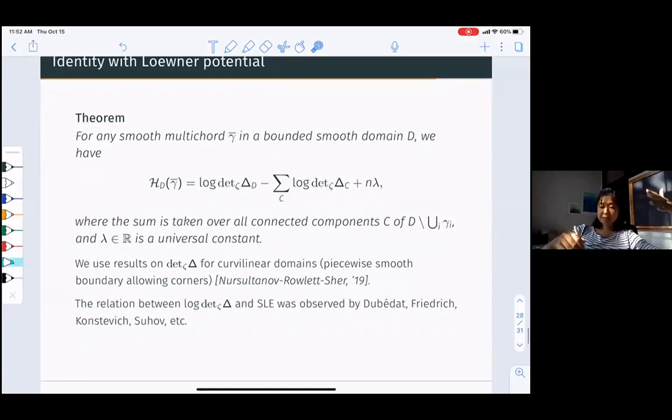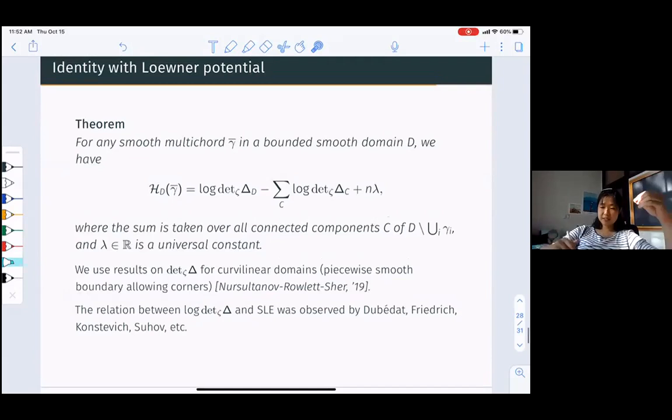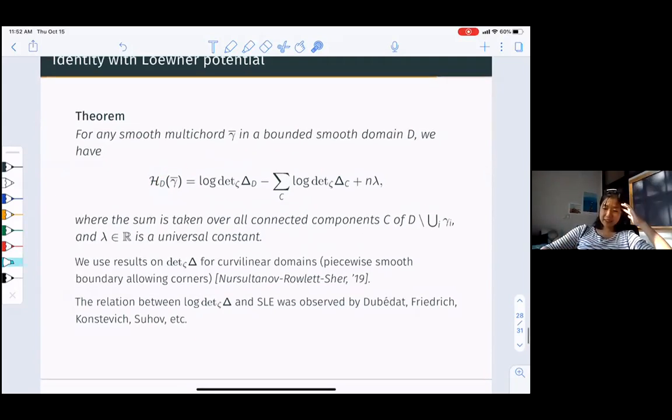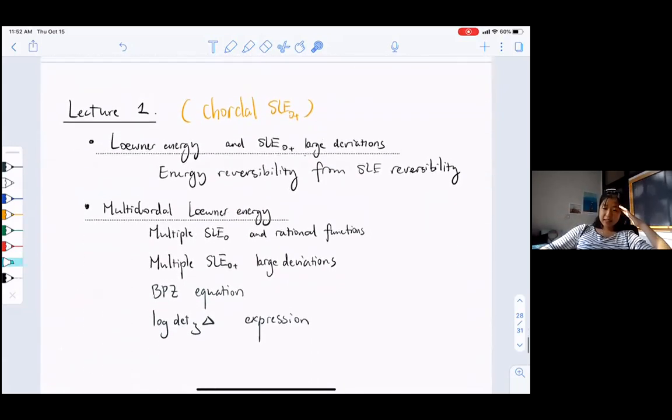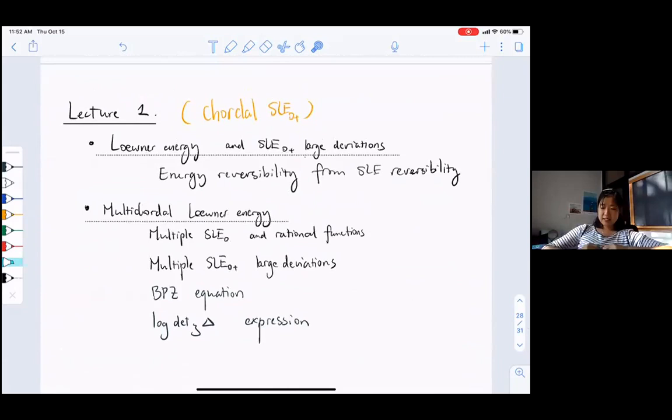The relation between determinants of Laplacians and SLE has been observed by Dubédat, Fevich, Kontsevich, Suhov, and many people working on this, also in relation to Brownian loops, etc. So it is not completely surprising to see this expression. However, we're happy to see it's very clean, neat and simple here. Okay, so this is all I wanted to say. Thank you for your attention.